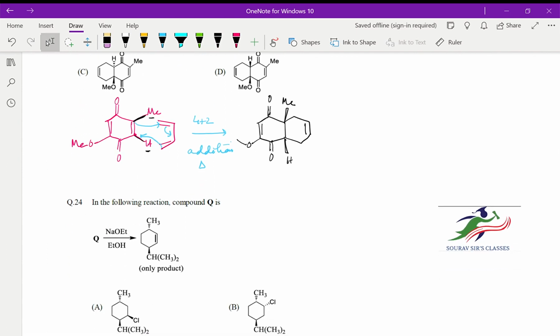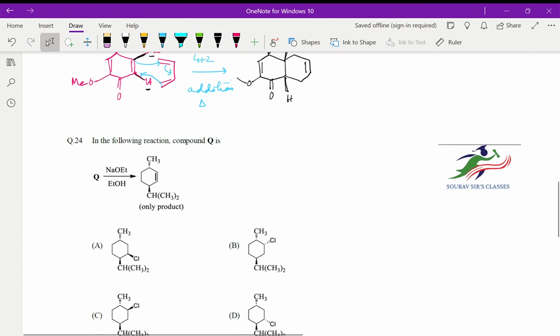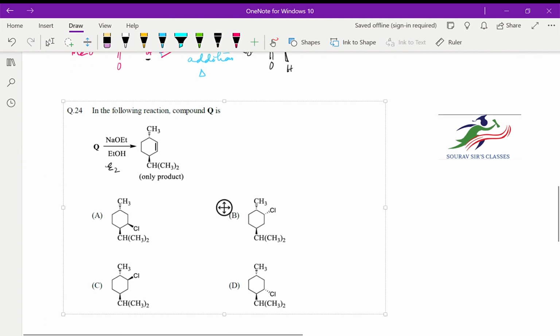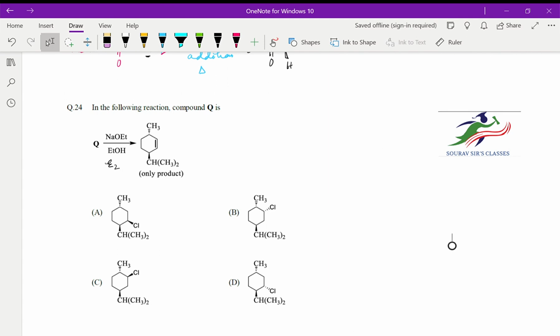Okay, now for the next question, in the following reaction, Q compound is undergoing an E2 elimination reaction. Okay, in presence of sodium methoxide and ethanol, it will undergo E2 elimination reaction. And in the options, as we can see, it is already given. So it is obviously an alkyl halide in this condition. So it will be elimination by bimolecular mechanism.